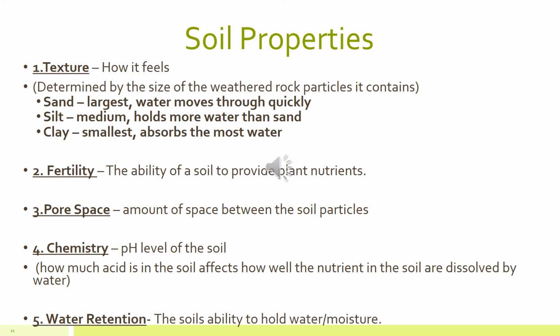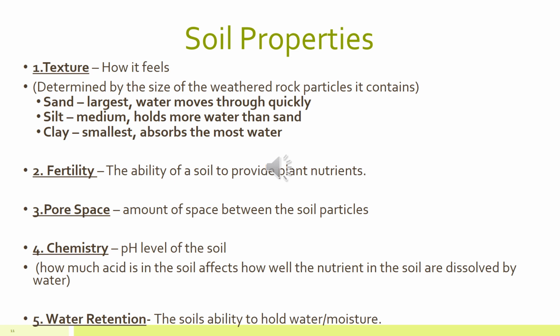And then, of course, chemistry. Chemistry is basically the pH level of the soil. That's how much acid is in the soil, and that affects how well the nutrients in the soil are dissolved by the water. So, if it's too acidic, what do farmers do?